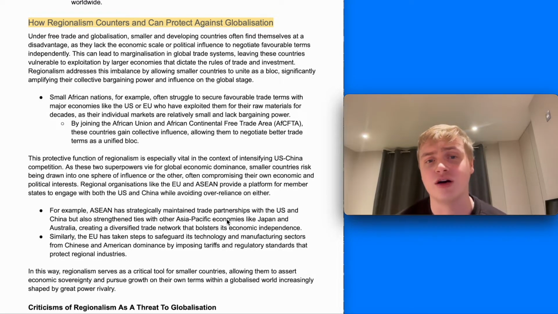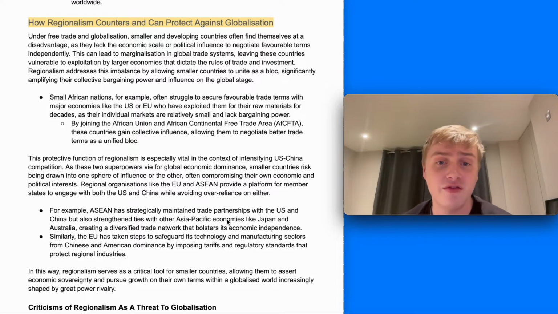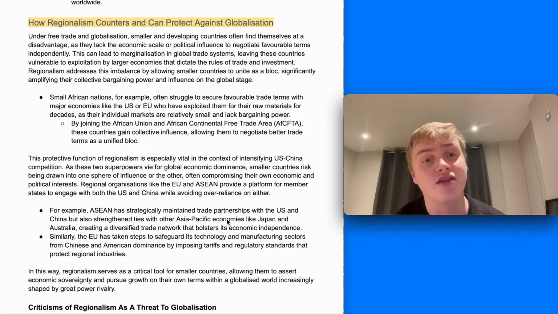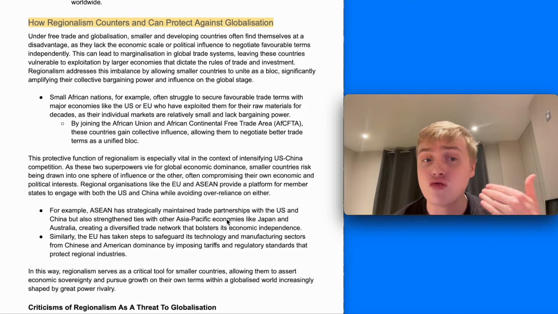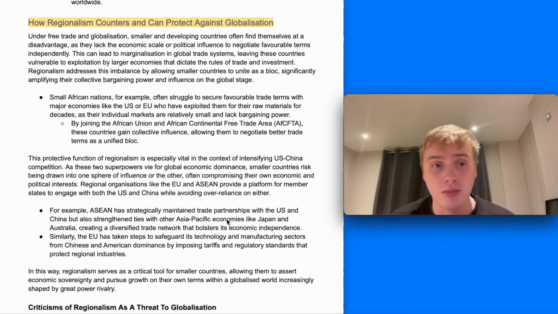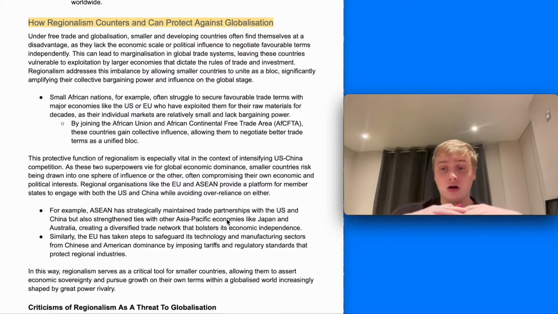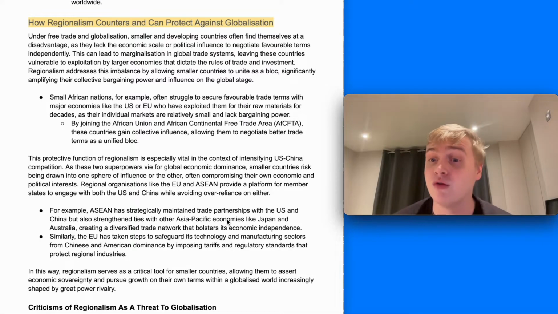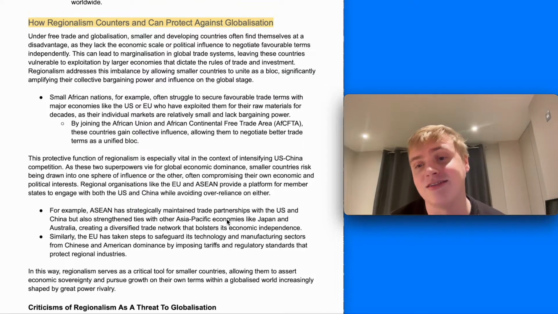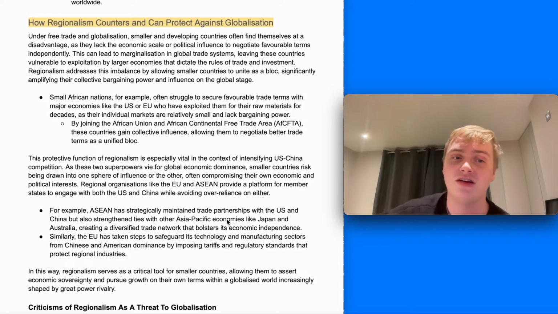Smaller African nations, for example, often struggle to secure favourable trade terms with major economies like the United States and the EU, who have exploited them for their raw materials for decades, as their individual markets are relatively small and lack bargaining power. But regional organisations address this imbalance by bringing smaller countries together as a bloc, whose economy as a whole is much greater, and that gives them much better bargaining power on the international stage to negotiate much more favourable trade agreements. So in that regard, it can be seen as protecting against globalisation and the potential risks of globalisation.